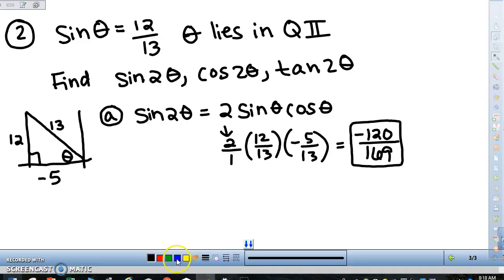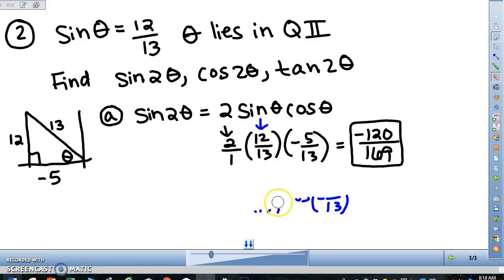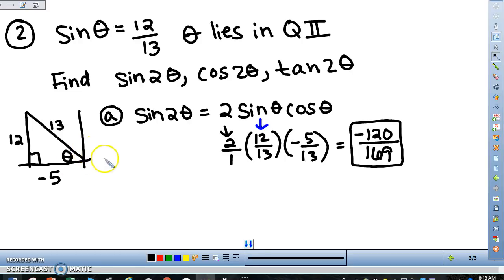Now, really quick, a common mistake that I sometimes see on this problem that you want to avoid is that students will say that it's 2 times the sine of 12/13 times the cosine of -5/13, and then they don't know where to go from there. We're not going to say that. The sine of theta is 12/13. It doesn't turn into the sine of 12/13. We can't do that. So let's try to avoid that. It's just turning into a problem with only fractions when we make our replacement.